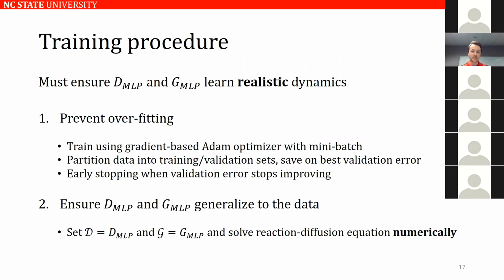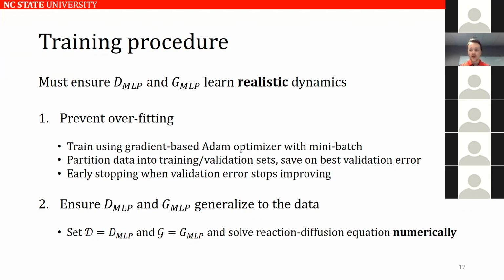The first step is, when you optimize the parameters of these networks, to use mini-batch optimization with the gradient-based Adam optimizer. We also partition the noisy data into training and validation sets, in which the training data is used to update the parameters, and then your generalization error is monitored using the validation set. Finally, once the validation error stops improving for some number of iterations during training, we use early stopping to prevent overfitting to the training set.